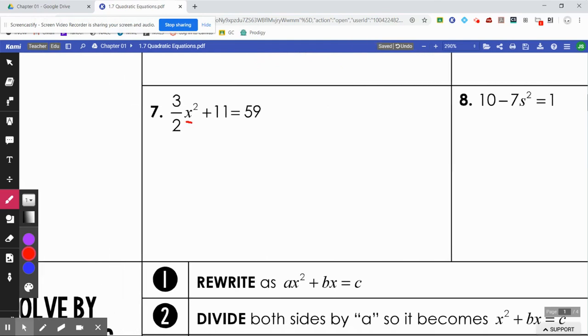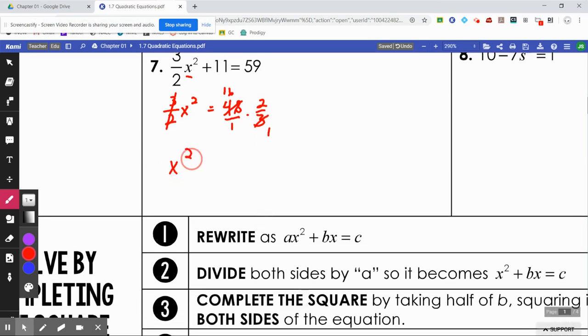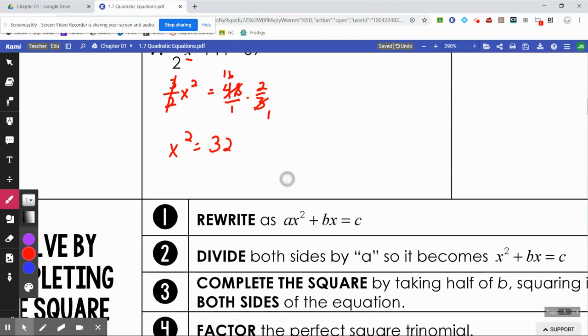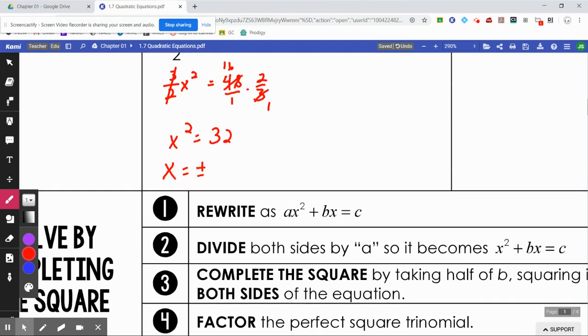Number 7. Move the 11 first. So you have 3 halves x squared equals, subtract 11 gives you 48. To get rid of the 3 halves, come to the other side and divide by 3 halves. So you flip and multiply. Cross cancel leaves you with a 1 and a 16. So that gives you x squared is 32. Therefore, x is equal to plus and minus the square root of 32, which is plus and minus root 16 times root 2, which is plus and minus 4 root 2.